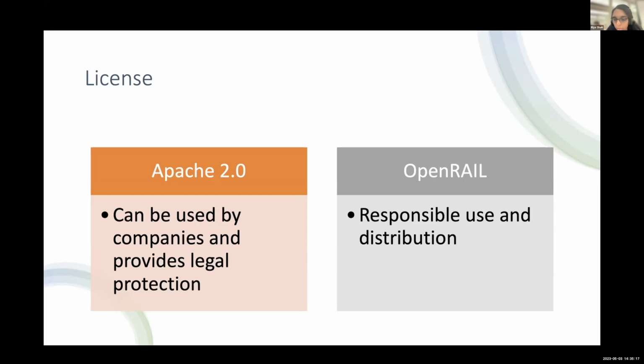And also, OpenRail is a good license because it makes sure that there's responsible use and distribution of No Talk, so that not everyone can just utilize the code and change the code to, I guess, abuse the technology that we're creating. And that's all I have.